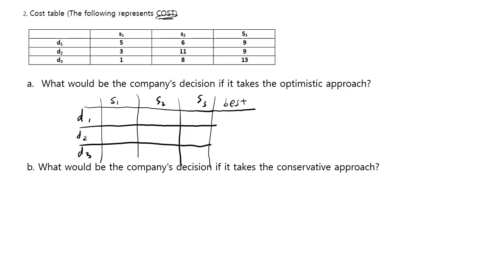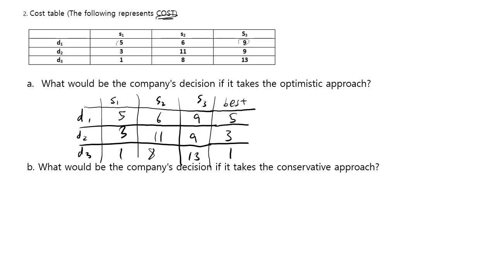So let's look at this decision 1. Decision 1 will give you the cost of 5 or 6 or 9. Now, what is the better number here? Well, as I said, the smaller is the better one, so 5 is the best. So 9 is the worst, 6 is better than 9, but 5 is the lowest one, so it's the best. So out of 5, 6, and 9, the best is 5. Same thing here. Out of 3, 11, and 9, the best number is 3, because that's the smallest. And out of 1, 8, and 13, the best number is 1, because that's the lowest cost.